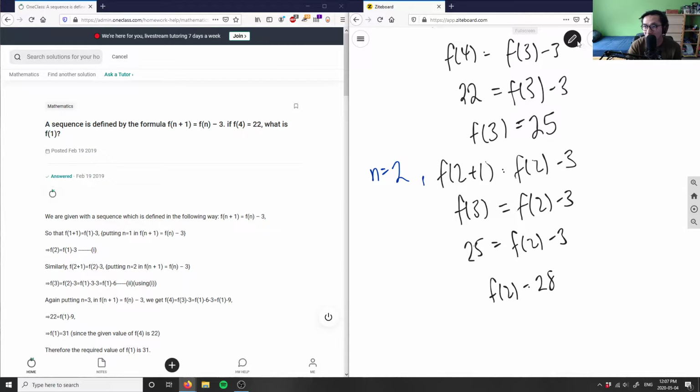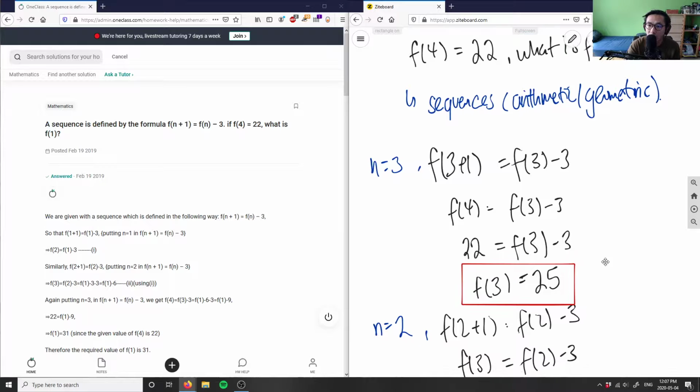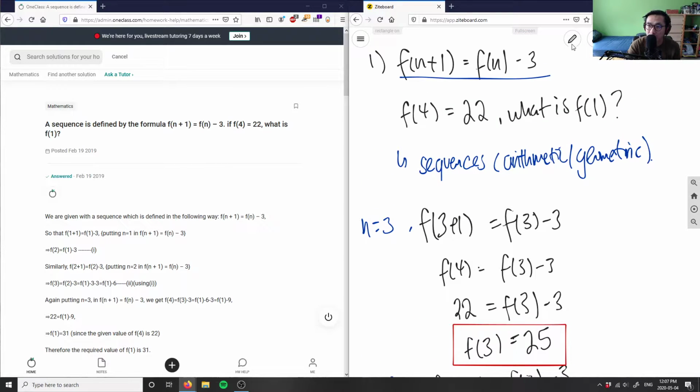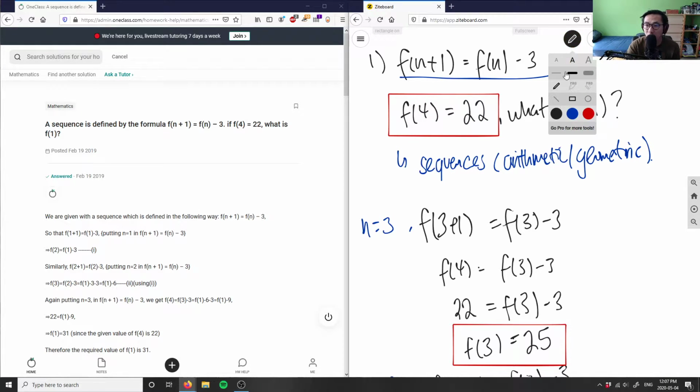So we see some sort of pattern here, or hopefully you see some sort of pattern here. We have f of 3 is 25 here. F of 2 is 28 here. And we started with f of 4 equals 22, right? So we're trying to find what f of 1 is.